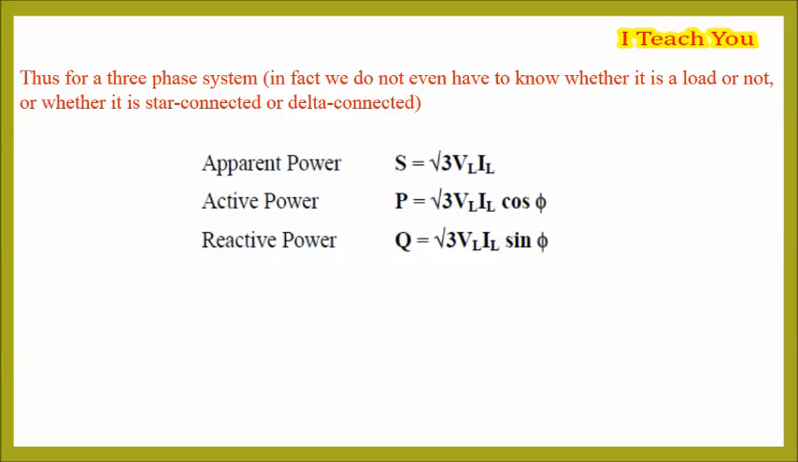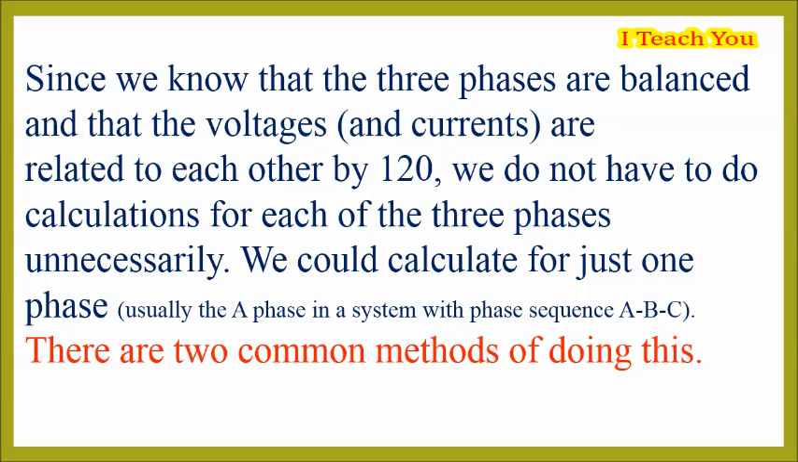Analysis of three-phase balanced systems. Since we know that the three phases are balanced and that the voltages and currents are related to each other by 120 degrees, we do not have to do calculations for each of the three phases unnecessarily. We could calculate for just one phase, usually the A phase in a system with phase sequence ABC. There are two common methods of doing this.